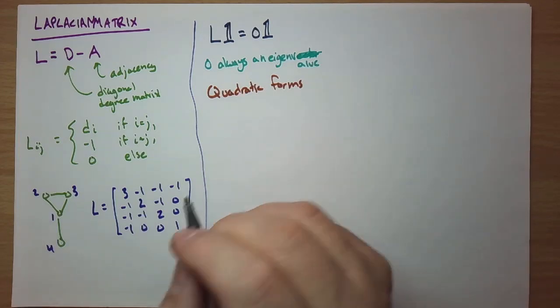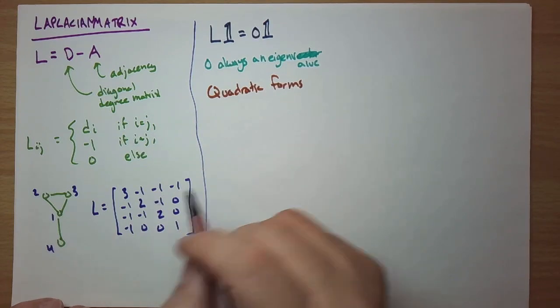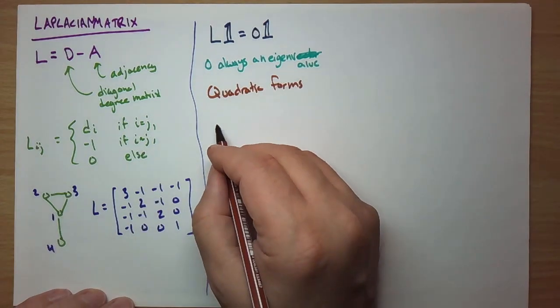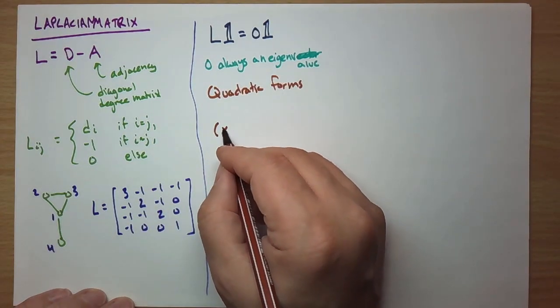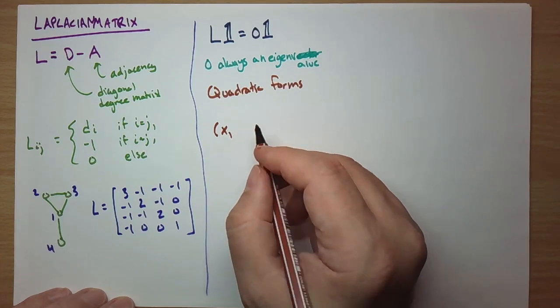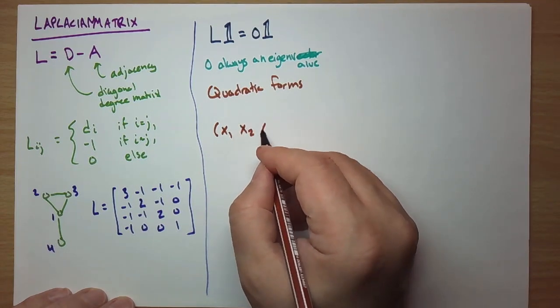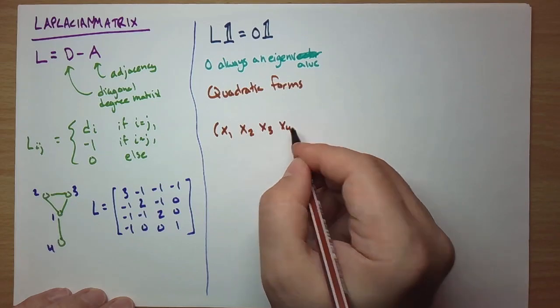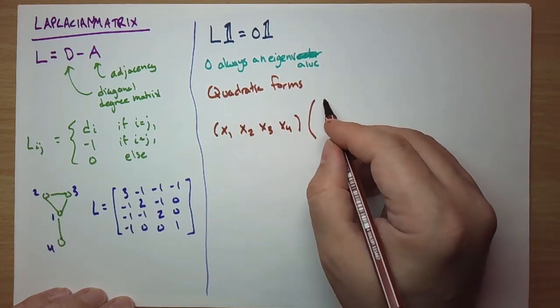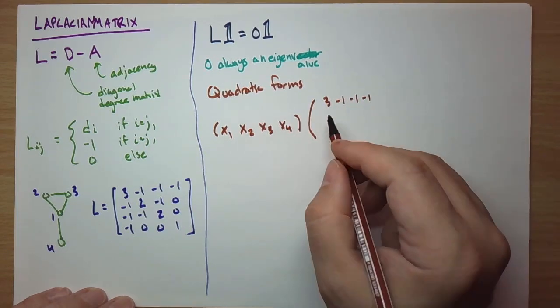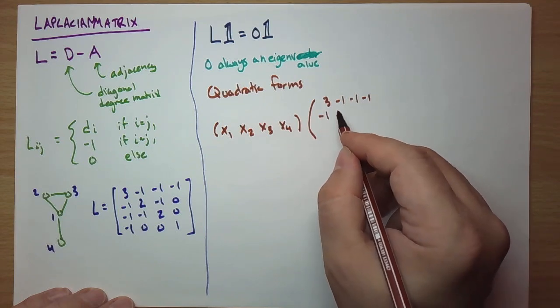Now, how does it work? Well, we'll come back to our paw graph. And what you would do is you would say, let's introduce some variables, x1, x2, x3, x4, one for each vertex. And then we have our paw graph's Laplacian matrix.